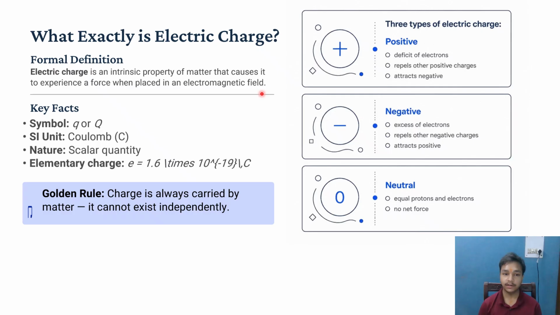It does not have any direction because the charge is at rest. In current electricity, that does have a direction, but in electrostatics, the charge is at rest. We are talking about static charges, so it is a scalar quantity. And the elementary charge is e, which is equal to 1.6 times 10 to the power minus 19 coulombs. So the golden rule that you must remember is that charge is always carried by matter. It cannot exist independently.